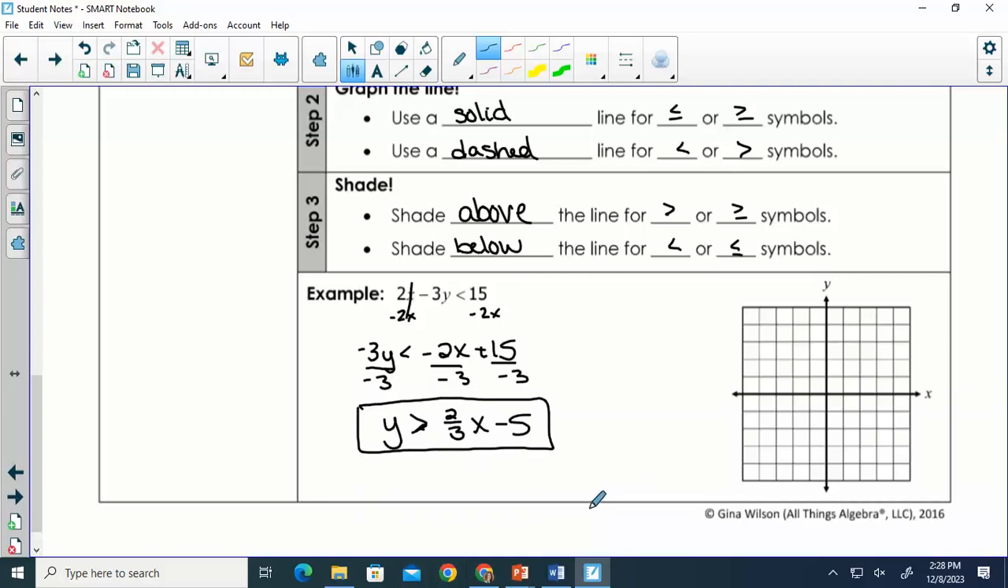So to graph that, we start at negative 5. Slope is 2/3, so up 2 over 3. Then we have to ask ourselves, will this be a solid or a dashed line? Dashed, because it doesn't have an equal to. So when I say a dashed line, you're using your ruler, but it's just dashed all the way across.